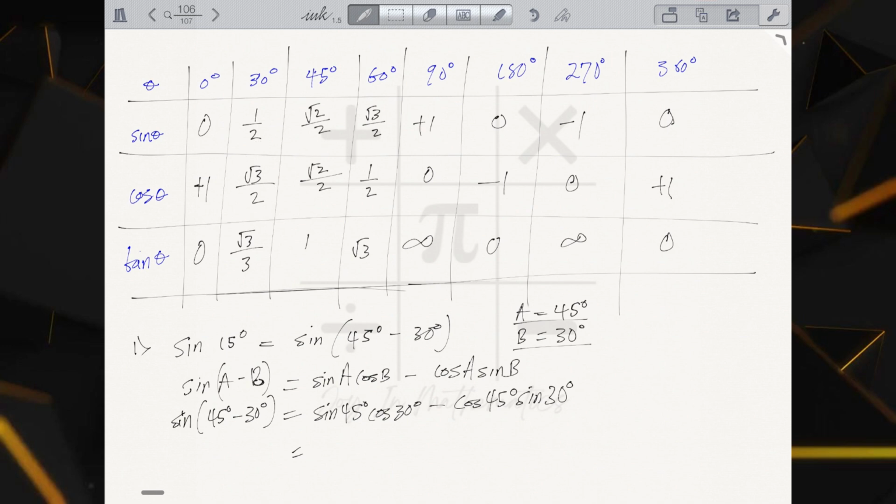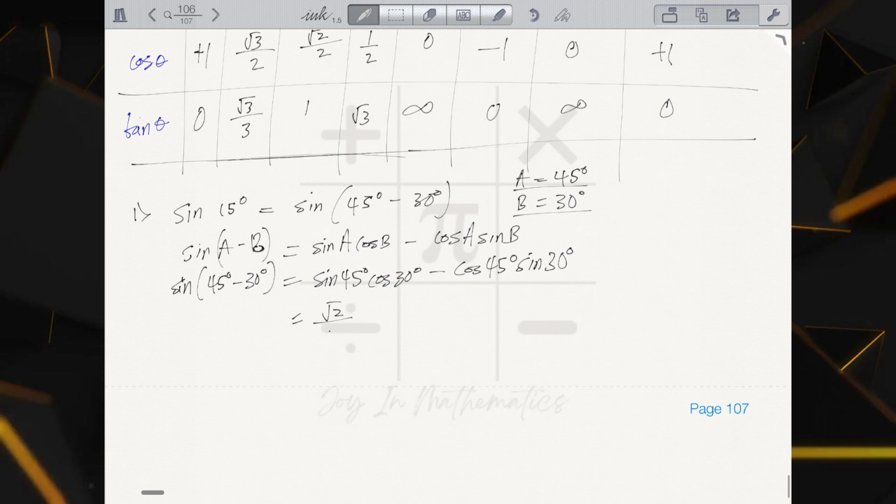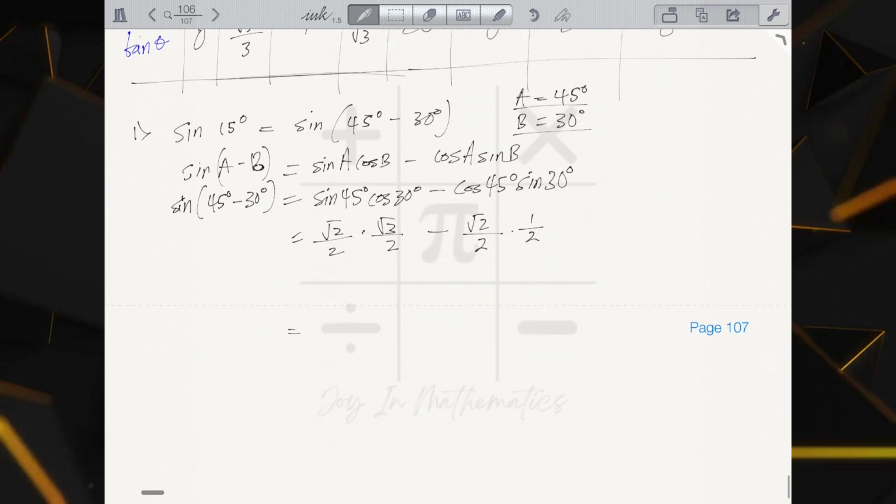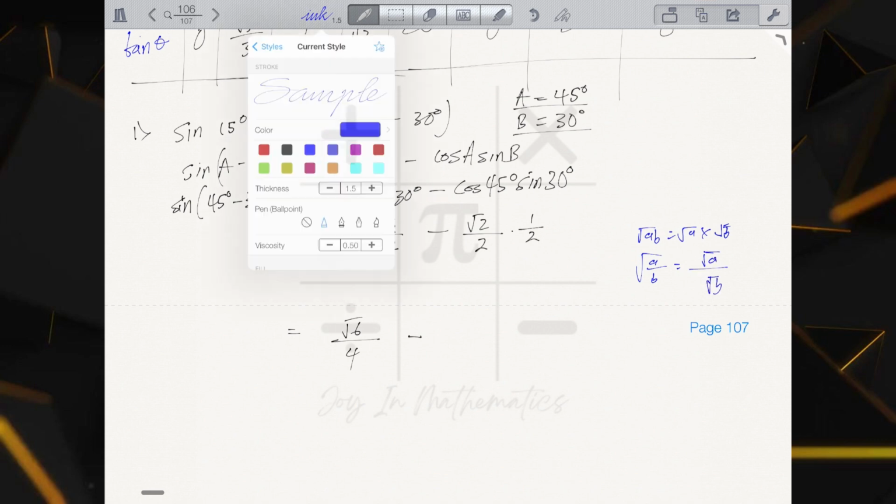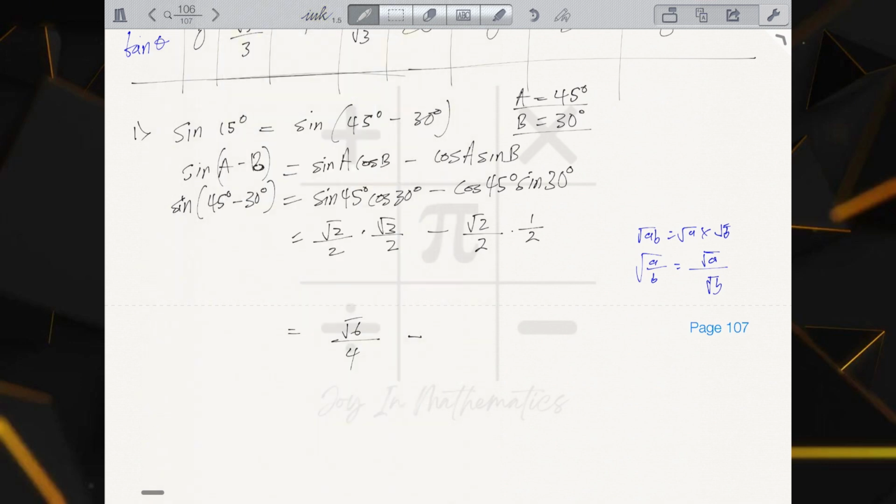So simplifying further, sine 45 degrees is root 2 over 2 times cos 30 degrees, root 3 over 2, minus cos 45 degrees, root 2 over 2, times sine 30 degrees, which is 1 over 2. Moving on, we simplify and have root 6 divided by 4, according to the law of surds. The law of surds states that root AB is equal to root A multiplied by root B. Likewise, root A over B is equal to root A divided by root B. You will understand this more when you watch the lesson videos we have on surds.